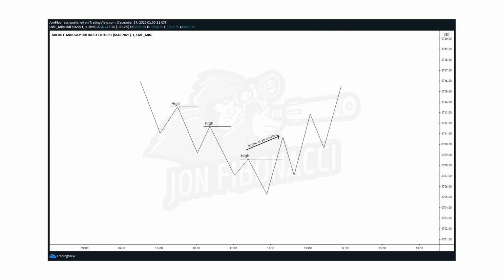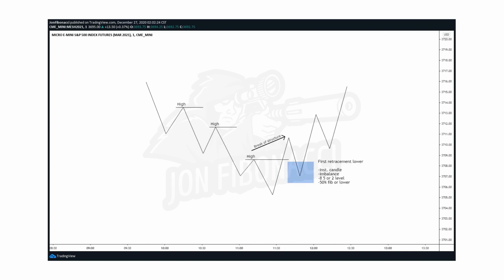So I'll wait for that break of structure and then wait for that first retracement lower. That first retracement lower is where I start to look for smart money concepts. If we have an institutional candle, I might see what the market wants to do. Each setup is going to be different, so it kind of just depends. Or we may not have an institutional candle, we might have mitigation. I didn't put that on here, but we might have mitigation.